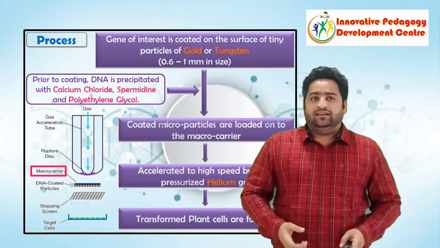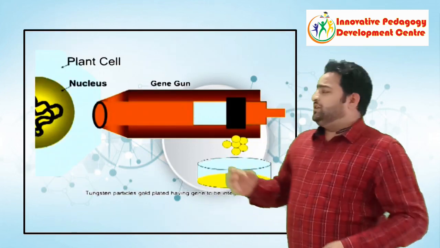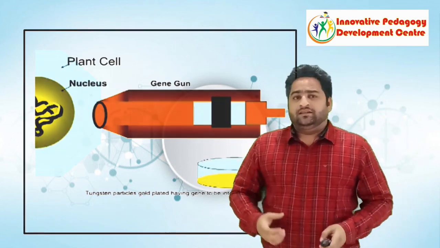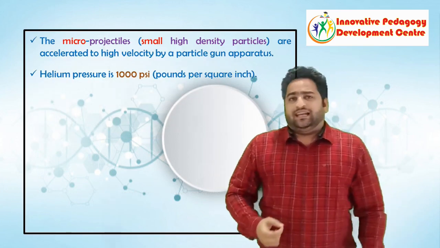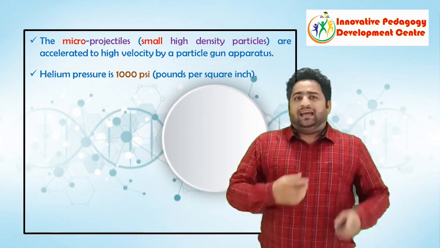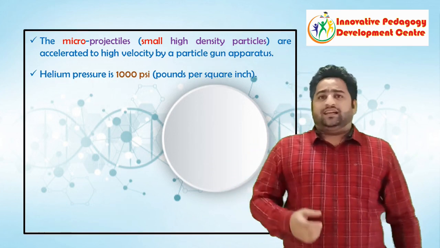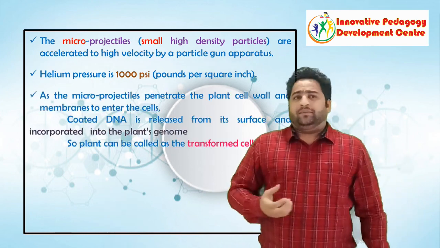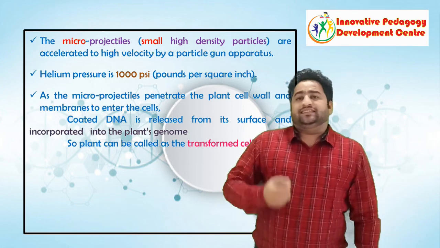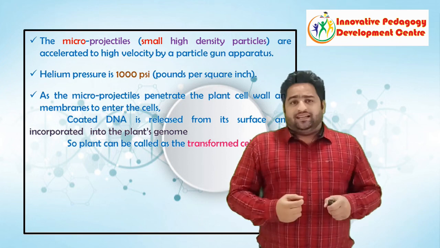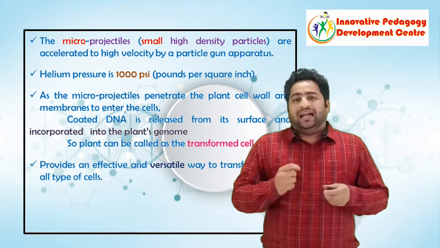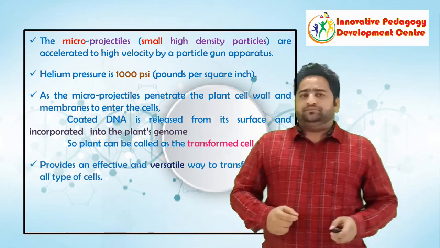So we can see this in this visual that the gold or tungsten particles are pressurized with the help of helium gas. The microprojectile, where micro means small in size and projectile means high pressure, is accelerated to high velocity by a particle gun apparatus. The pressure created by helium gas is around 1000 psi. As the microprojectile penetrates the cell wall and membrane to enter the cell, coated DNA is released from its surface and incorporated into the plant genome. So the plant can be called a transformed cell.